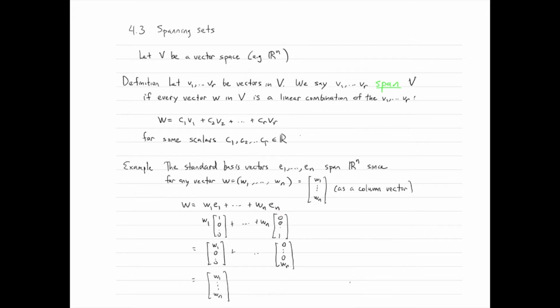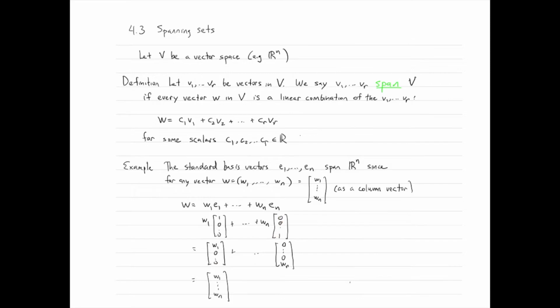We've seen this before, but let me just run through the simple calculation again. W1 times the standard basis vector E1. Now again, I'm writing it as a column vector, which is what we're going to start doing more frequently. W1 times E1 plus so on, Wn times En. So remember, En is 0, 0, 0, ending at a 1. And W1 times this column vector is W1 in the first spot, 0s elsewhere, and so on.